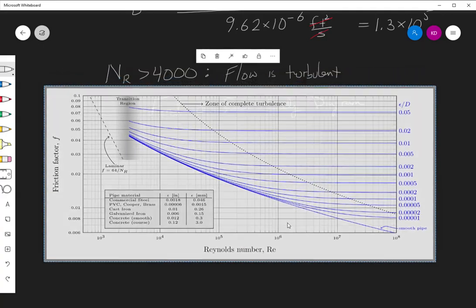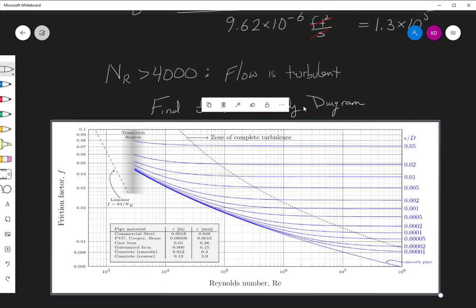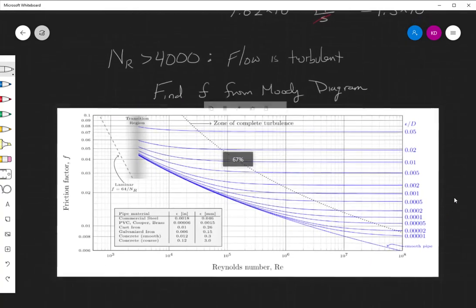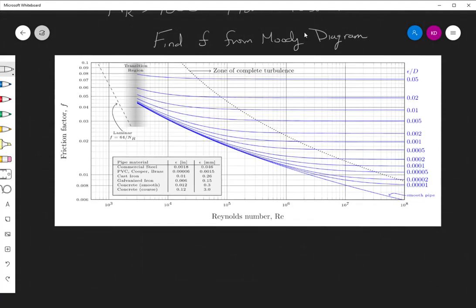So let me just zoom in here. What the Moody diagram shows is the friction factor on the y-axis as a function of the Reynolds number on the x-axis, and it shows that for a number of different pipe relative roughnesses. So the relative roughness is that ratio of epsilon over D. So let me just write that down. Epsilon over D is known as the relative roughness.